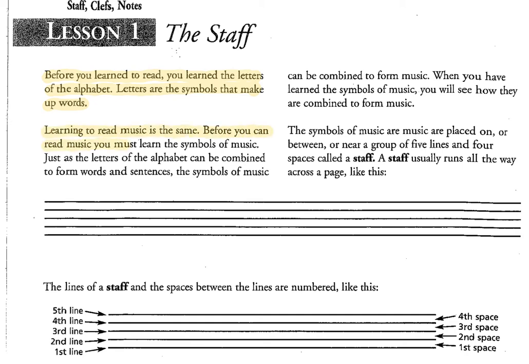Before you can read music, you must learn the symbols of music. Just as the letters of the alphabet can be combined to form words and sentences, the symbols of music can be combined to form music. The symbols of music are placed on or between or near a group of 5 lines and 4 spaces called a staff. A staff usually runs all the way across a page like this.